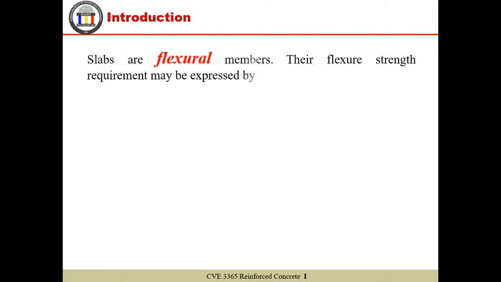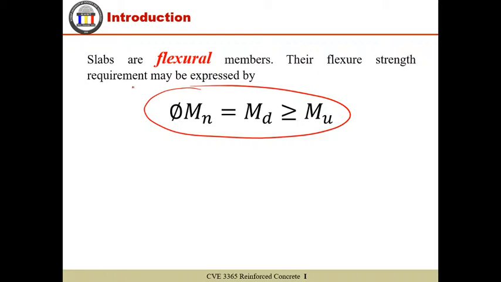So, slabs are flexural members. What do we mean by flexural members? So, in the design of slab, the most critical thing is moments. Like, we will take care of moments. Moments are the most critical kind of forces. So in the slab, the flexural strength requirement should be satisfied. Like phi Mn should be greater than Mu. The resistance of the slab, in another meaning phi Mn, should be greater than the applied ultimate moment, Mu.